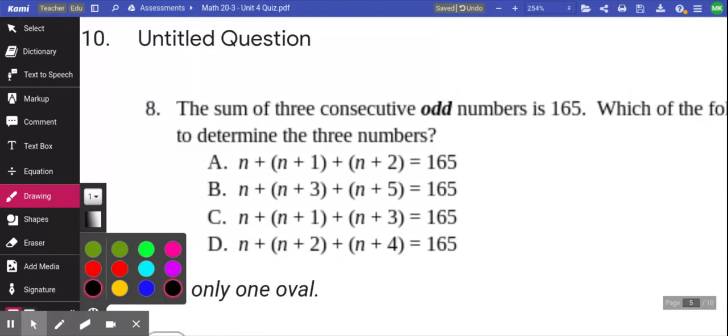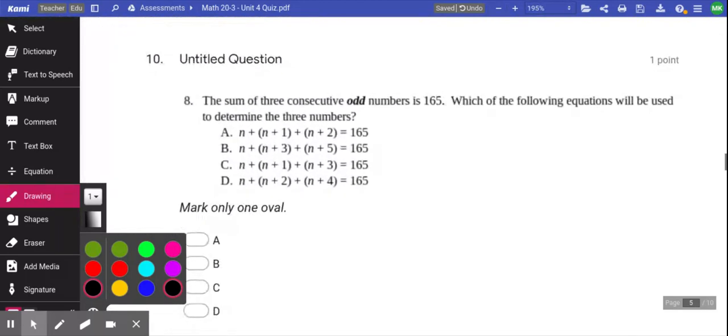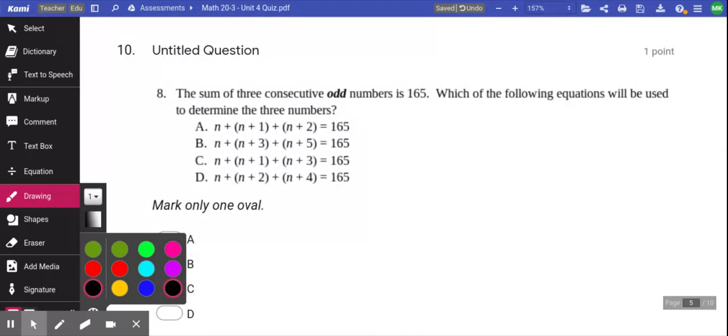Awesome. Number 8. The sum of 3 consecutive odd numbers is 165. Which of the following equations will be used to determine the 3 integers? Okay, so remember consecutive means in a row. So if we had just regular numbers in a row, that means we have n plus 1, n plus 2, n plus 3, and so on and so forth. That's for regular consecutive numbers. These consecutive numbers are odd.